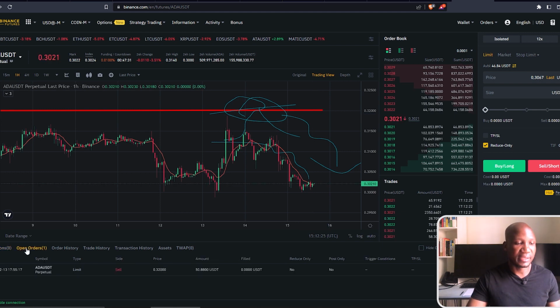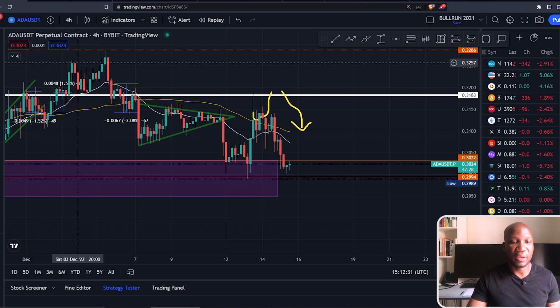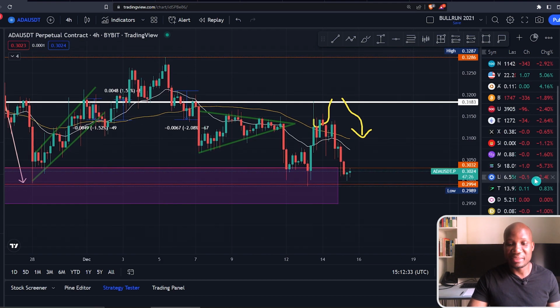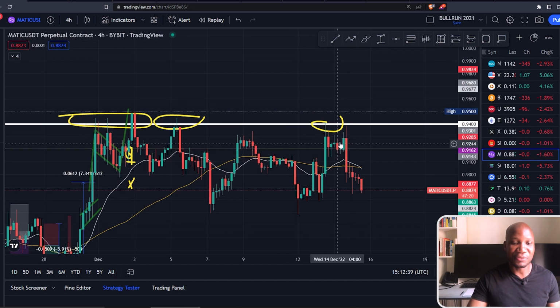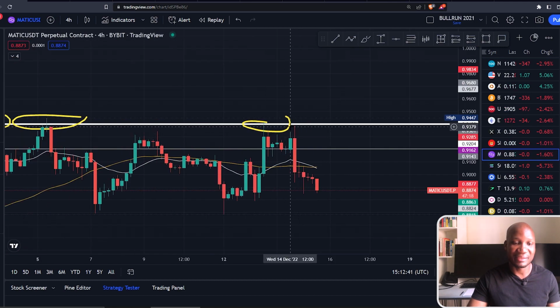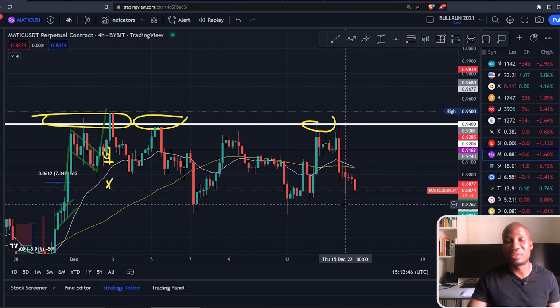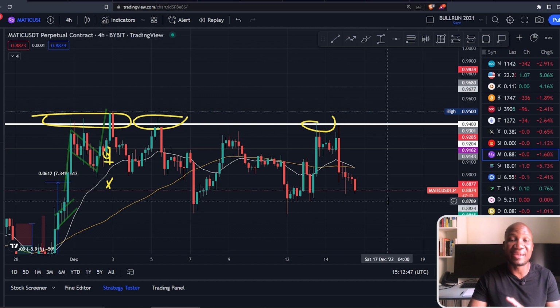So that's what happened. You can see that we still have our order here, it didn't get executed. However, if you actually come back here and look into the other cryptocurrencies, let's look at Matic for example, you can see that Matic actually came and retested the resistance here on top before dropping back down. So it was just unfortunate that we were trading ADA.